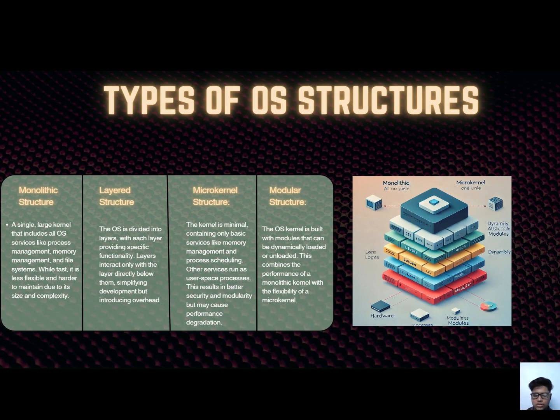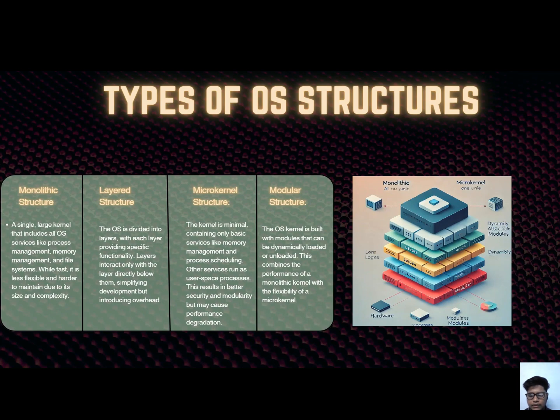Let's start with the monolithic structure. This is one of the oldest operating system designs, where the entire operating system runs as a single large process in one big kernel. It is efficient in terms of performance, but it is difficult to debug and maintain because all the components are tightly integrated.